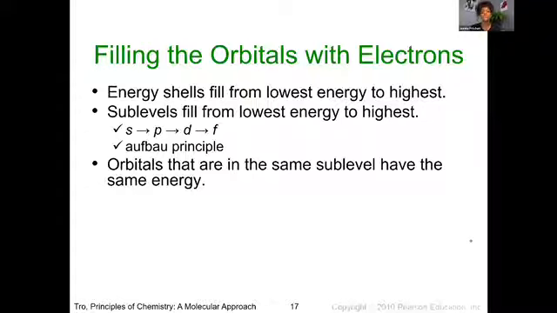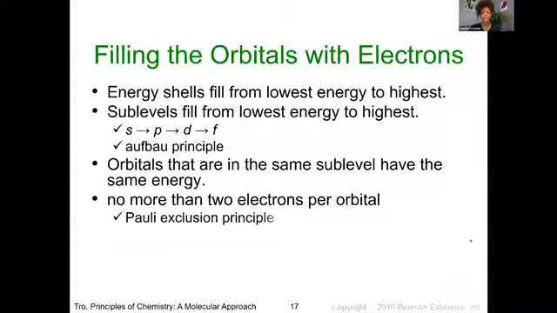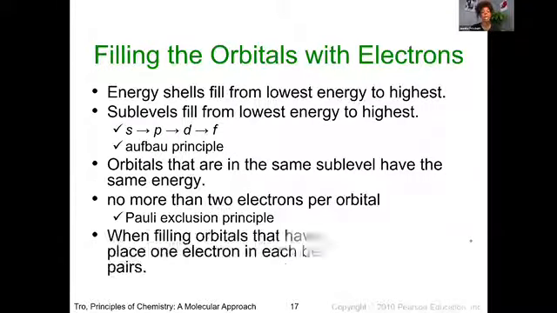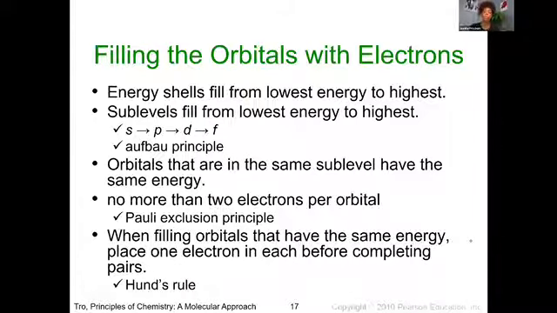Now, orbitals that are in the same sublevel have the same energy. We want to remember that no orbital can have more than 2 electrons, and that's based off of the Pauli exclusion principle. And we also need to note that when we're filling up an orbital within a subshell, we have to give each orbital that's found there 1 electron first before we come back and make a pair. And this is what's known as Hund's rule.